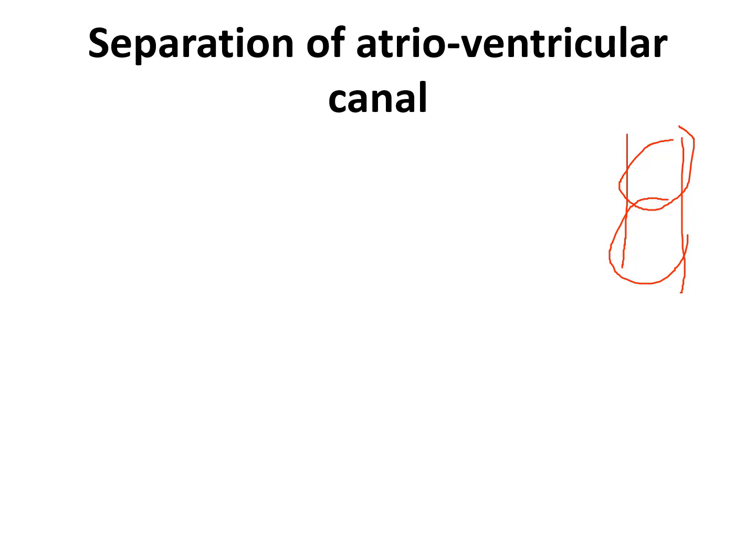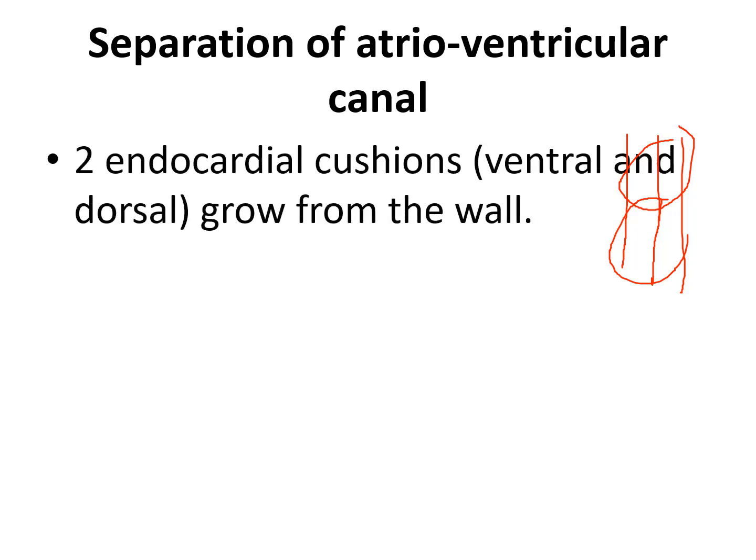Why? Because we need to separate this atrium, we need to separate this ventricle. We need to have right and left chambers. Okay, so it is important to talk about the development. But before we talk about separation of the atria and the ventricle, the atria and the ventricles themselves are not separated.